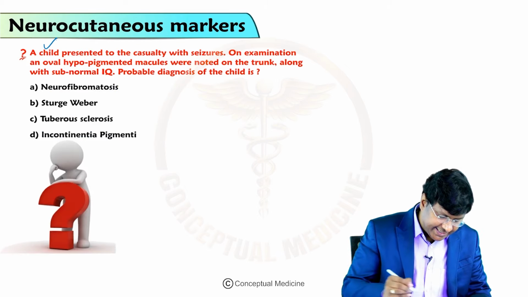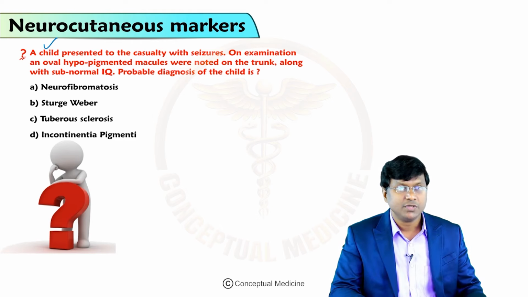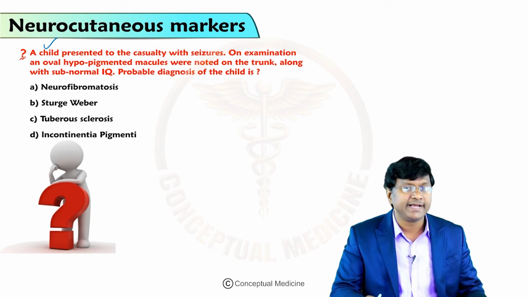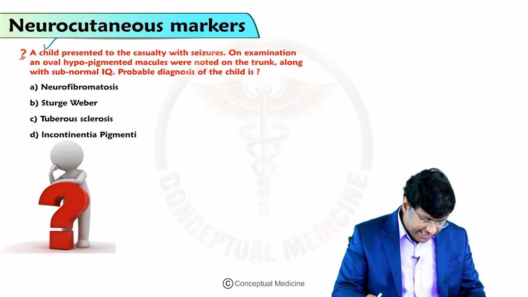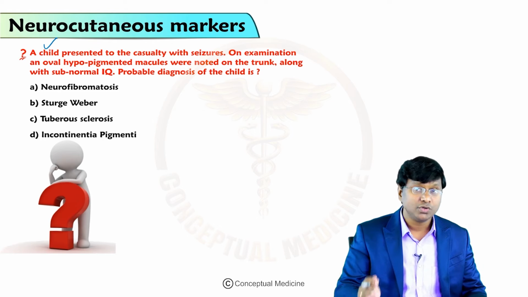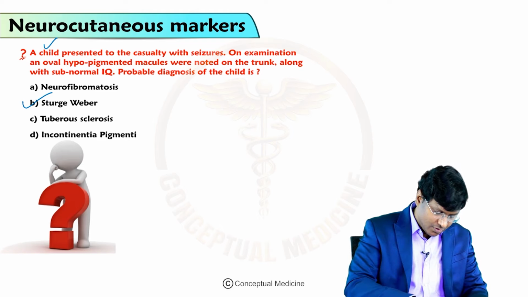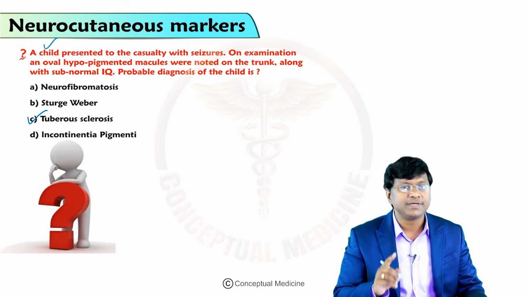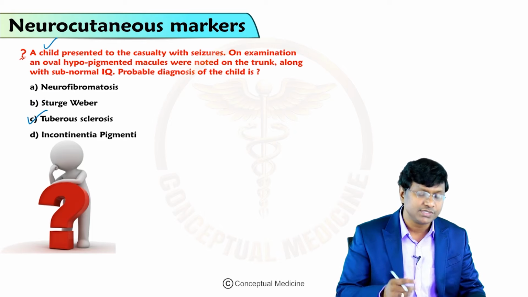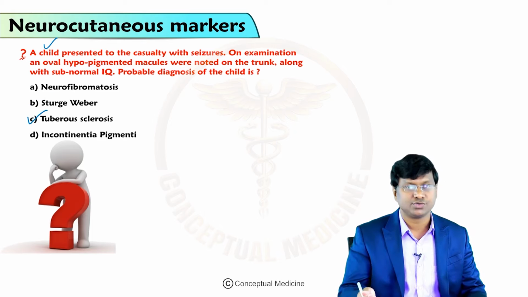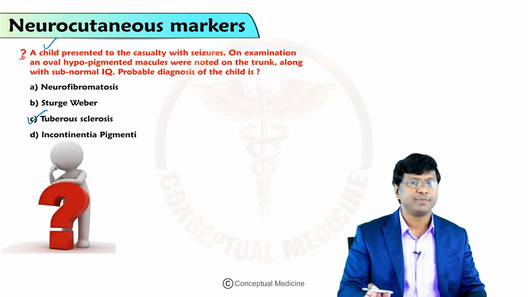Next, a child presents to the casualty with seizures. On examination, an oval hypopigmented macule was noted on the trunk along with subnormal IQ. Probable diagnosis of the child is neurofibromatosis, Sturge-Weber syndrome, tuberous sclerosis, incontinentia pigmenti. So, seizures, hypopigmented macules, then subnormal intelligence quotient. All these are suggestive of tuberous sclerosis, right? Tuberous sclerosis is a neurocutaneous disorder: neuro, seizures; cutaneous, hypopigmented macules.